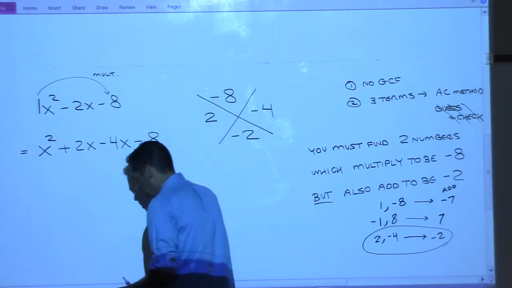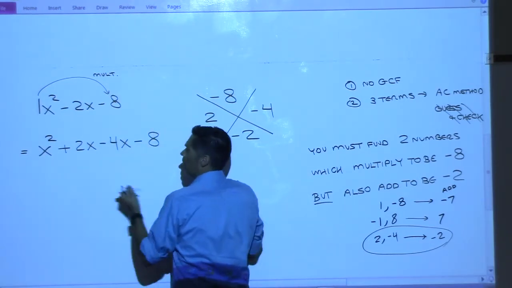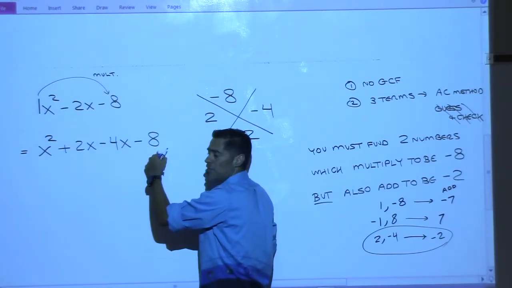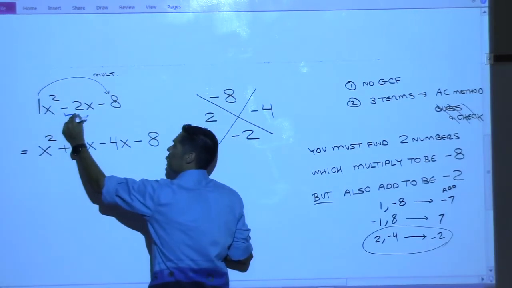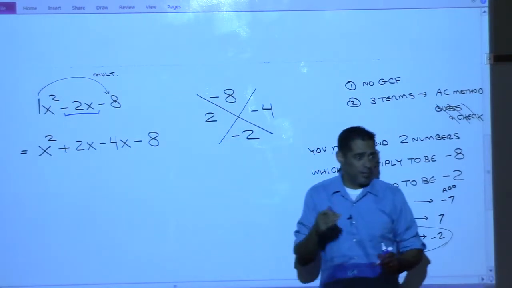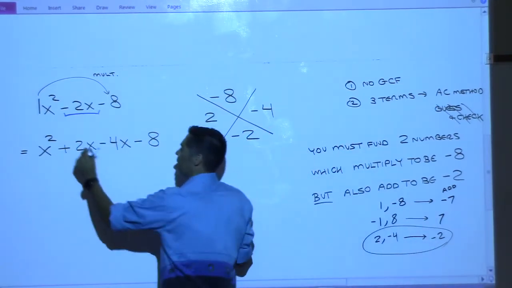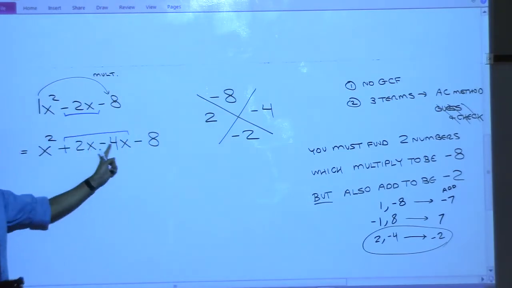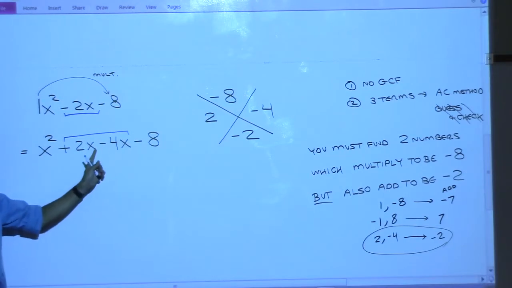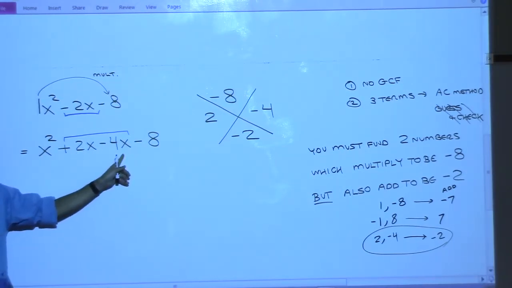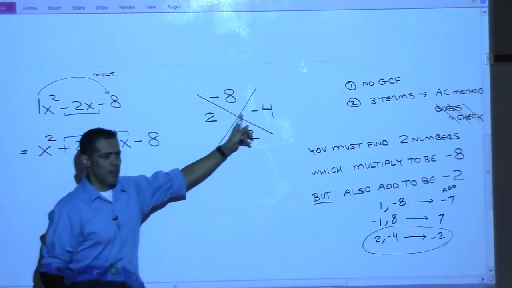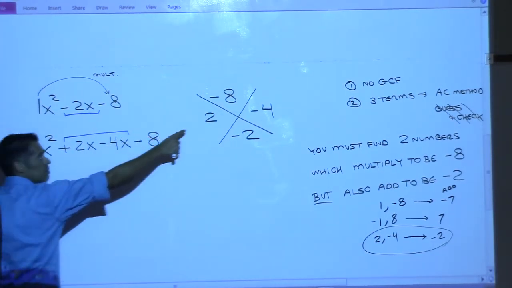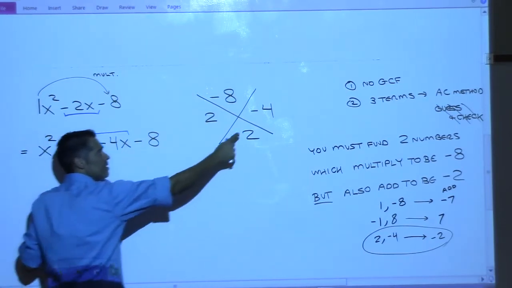Okay, so you see, Macy noticed that the x squared didn't change, right? The minus 8 didn't change. The only thing that changed in my next line is that I decided to take this, and instead of writing it as negative 2x, I wrote it as what? Positive 2x minus 4x. Is that still negative 2x? Right? It still is, right? And where did the positive 2 and the negative 4 come from, Macy? It came from these two numbers, right? See how I have positive 2 here? That came from that 2. And this negative 4 came from this negative 4.